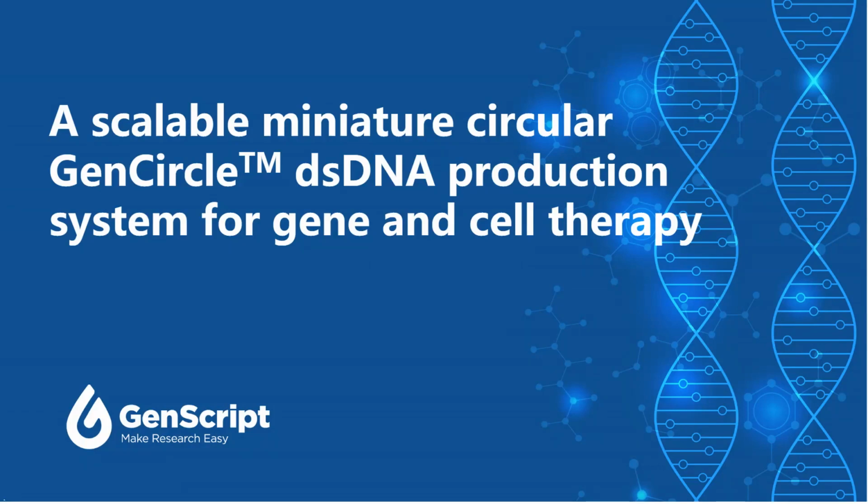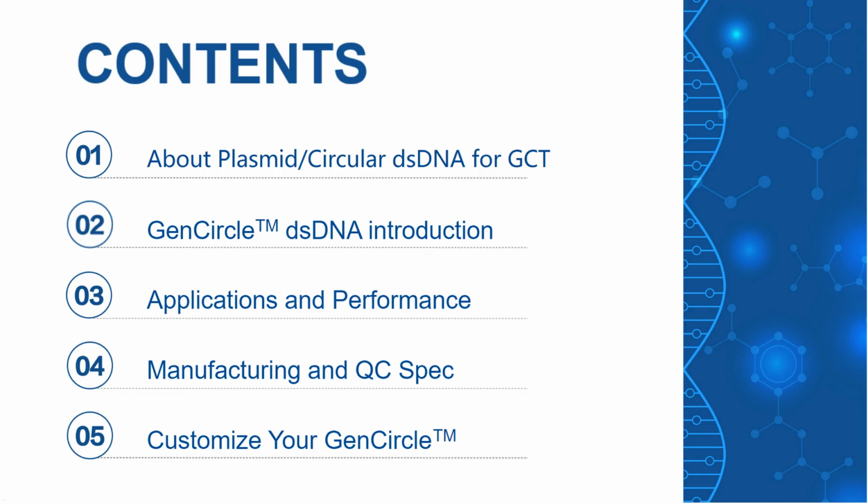including the following 5 aspects. The first is the background about plasmid or circular dsDNA for GCT, and next is the introduction of GenCircle dsDNA development, and the next is the applications we can use the GenCircle to improve the performance or reduce the risk. And next is the manufacturing and QC specification, including 2 purities levels of the RUO grade services. And the 5th is how to design your constructs and customize your GenCircles.